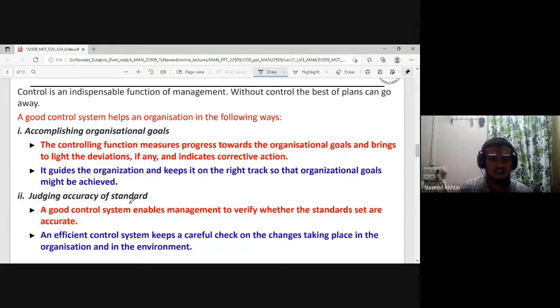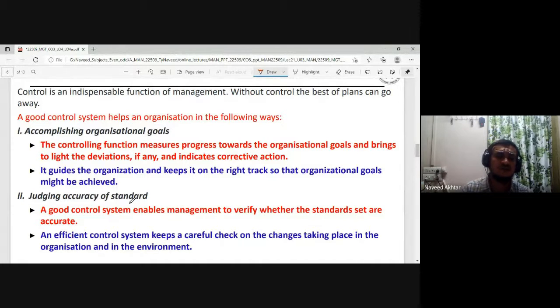A good control system helps an organization in the following ways. It helps in accomplishing the organizational goal. जो गोल हमने सेट किया है वो कंप्लीट होता है, वो फुलफिल होता है. The controlling function measures progress toward the organizational goal, brings to light the deviation if any, and indicates the corrective action. है ना? It guides the organization and keeps it on the right track so that the organizational goals might be achieved.